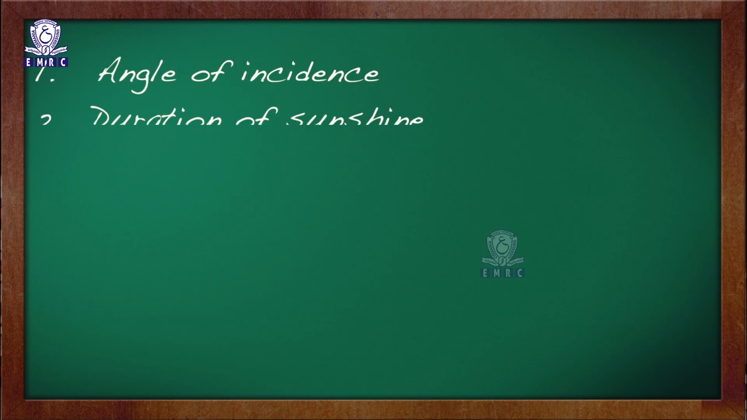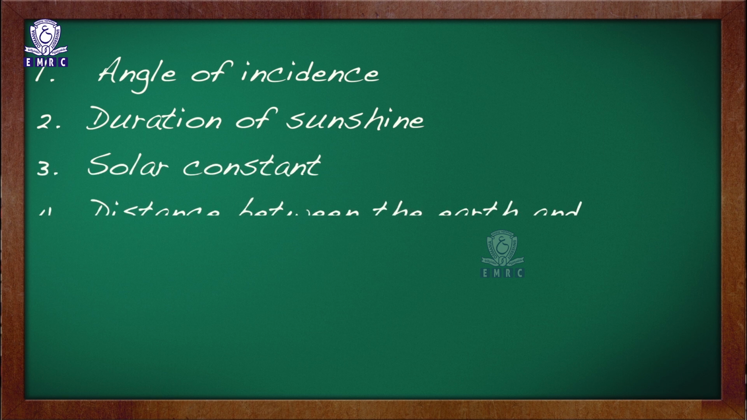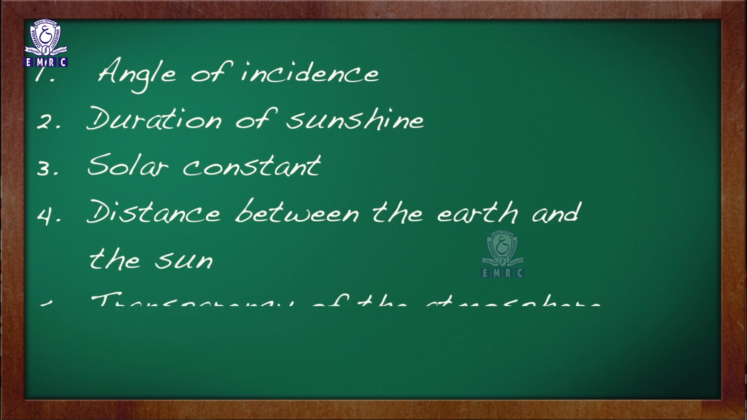Factors affecting the distribution of insolation. The actual amount of insolation received at a place on the Earth varies according to the conditions of the atmosphere as well as the seasons. The astronomical and geographical factors govern the amount of insolation received at any point on the Earth's surface. The first factor is the angle of incidence, the second the duration of sunshine, the third the solar constant, the fourth the distance between the Earth and the Sun, and the fifth the transparency of the atmosphere.